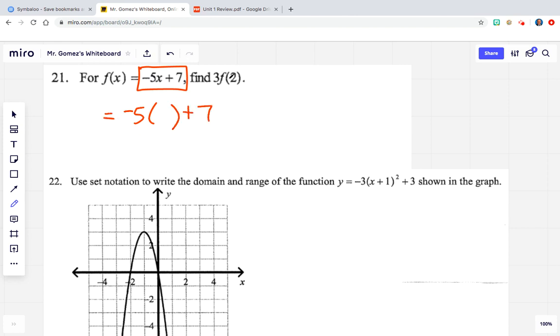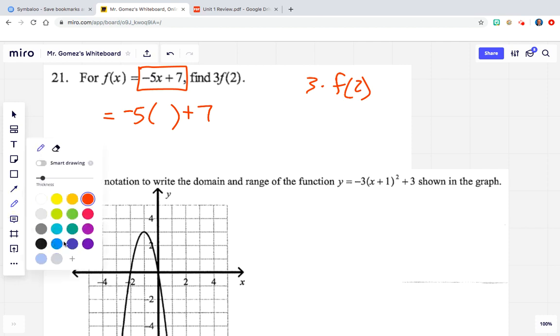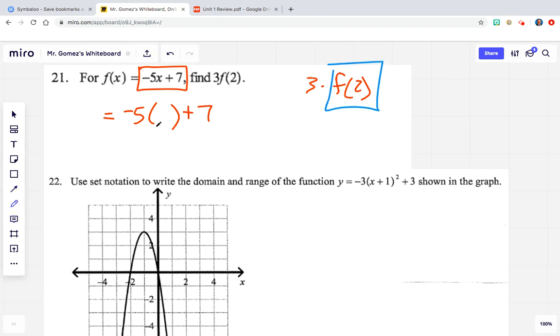In this problem, we're being asked to find what is 3 times f of 2. So this is what this is asking right here. Let's go ahead and find f of 2 first, and whatever we get, we're going to end up multiplying by 3, and then we'll be done. So f of 2, we're going to use this function, and we're going to put 2 in where x goes. That's what f of 2 is looking for.